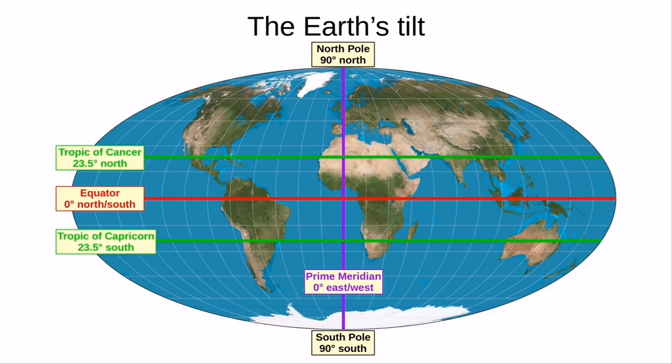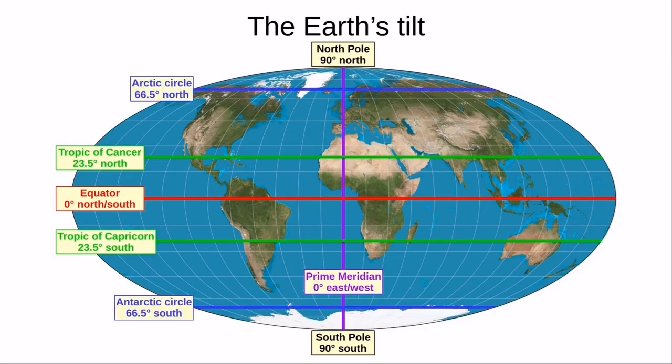At 23.5 degrees north and south are the tropics. 23.5 degrees north is the Tropic of Cancer, and 23.5 degrees south is the Tropic of Capricorn. If you forget which way round they go, it's easy, they go in alphabetical order. At 66.5 degrees north is the Arctic Circle, and at 66.5 degrees south is the Antarctic Circle. Arctos is Greek for bear, because Ursa Major, the Great Bear, is high in the sky here.